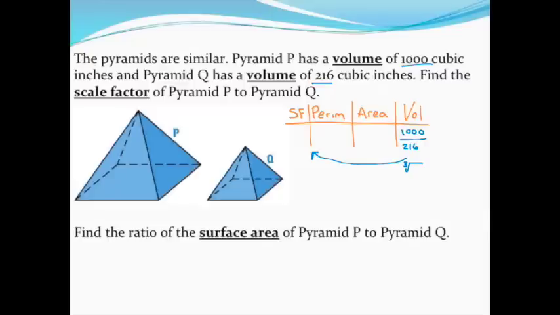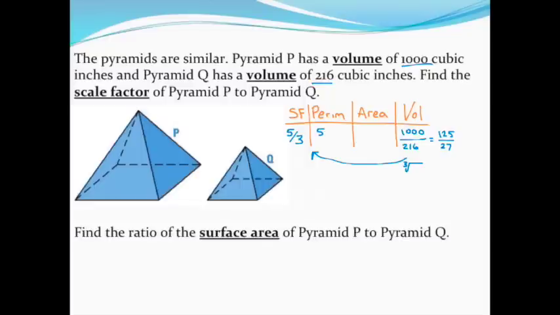I know that 1,000 over 216 can be simplified because both numbers are even. Using a calculator, I can simplify that down to 125 over 27. So that's the ratio I want to work backwards from. Since that's volume, as we said, we're going to work backwards by taking a cube root. The cube root of 125 is 5, and the cube root of 27 is 3. So my scale factor, the ratio between the sides of these two pyramids, is 5/3.